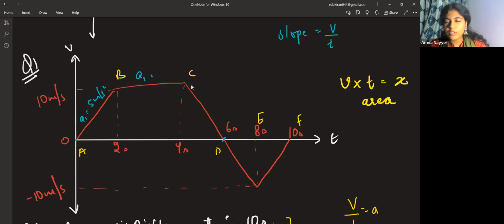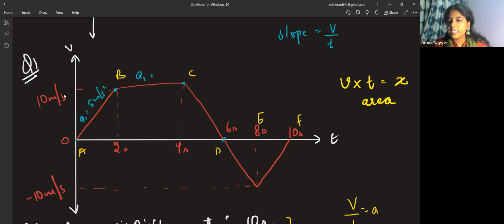What is the slope of the graph? Yes, Sarah. Five. Is the speed changing? Here it was 10 minus 0. The speed isn't changing. At B point, the speed was 10 meter per second. At C point also, the speed is 10 meter per second.